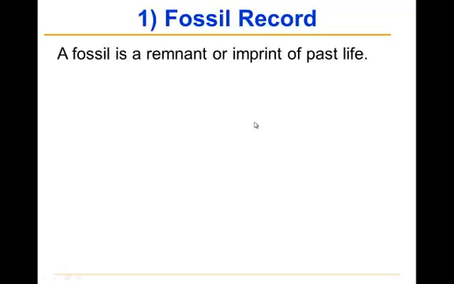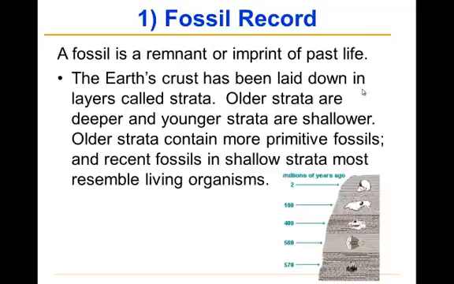A fossil is a remnant or imprint of past life. Often it's the body of the organism. It can be footprints. Often the skeleton or part of the body becomes mineralized. It can even be fossilized feces or turds. They call those coprolites. So a fossil can be a wide range of things.